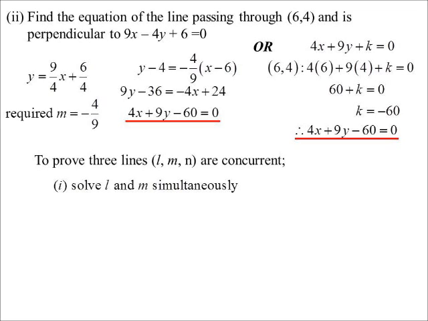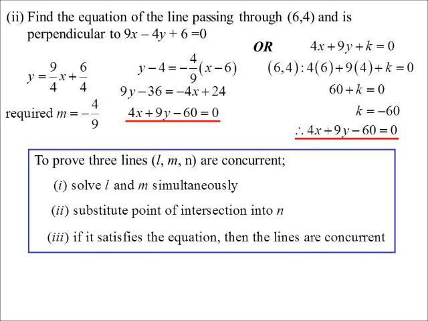So I'd solve any pair. I've picked L and M. Solve L and M simultaneously. If I then sub that answer into the third line, and it does indeed lie on that line, well then the third line must also go through that same point. So if it does satisfy, then that would be proof that they are concurrent.